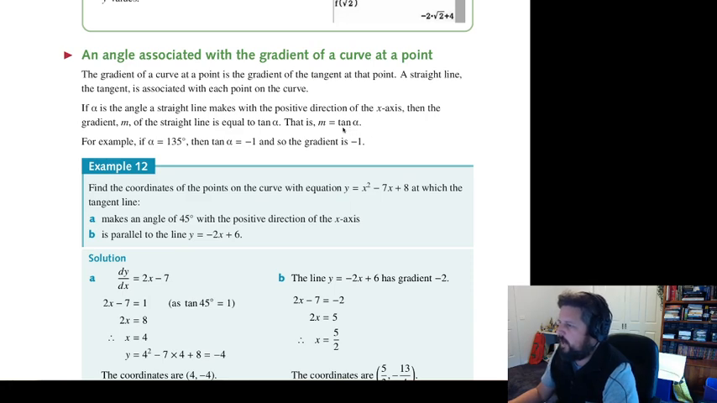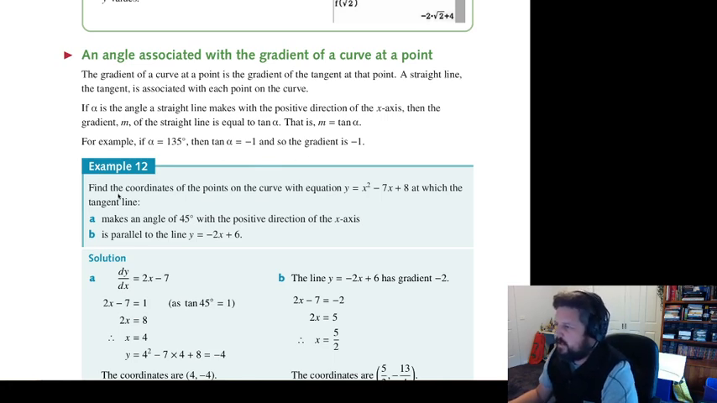So again, if you had, for example, the x-axis, and then you had a line, and you knew that the angle was, say, 45 degrees, you could do tan 45, and it would tell you what the slope of that line is. Oh, sorry, the gradient. Yep, the slope. So it says here, for example, if alpha was equal to 135, then tan alpha equals -1. So tan 135 is equal to -1, and you get the gradient is -1.